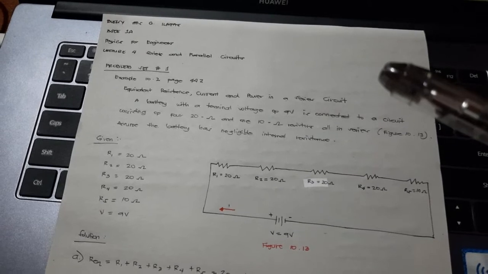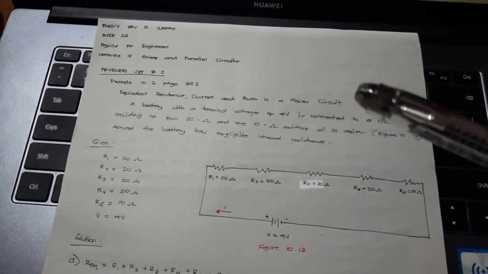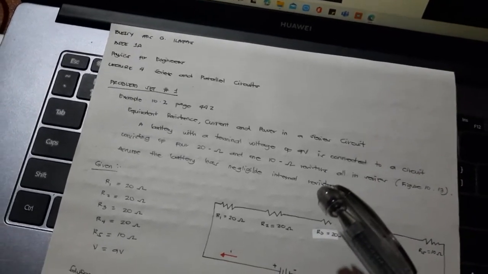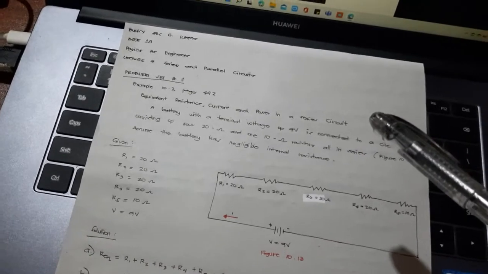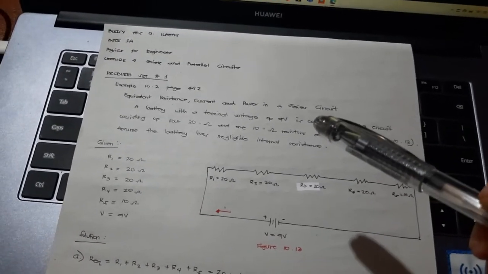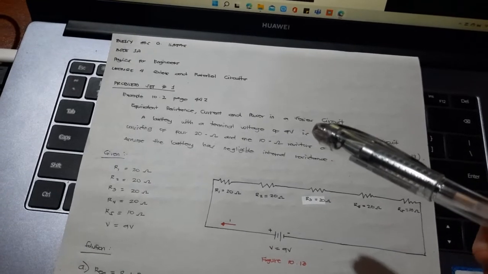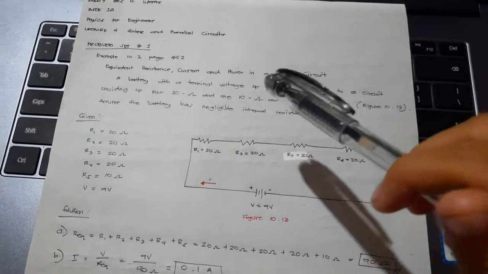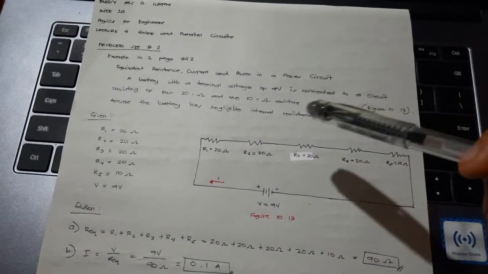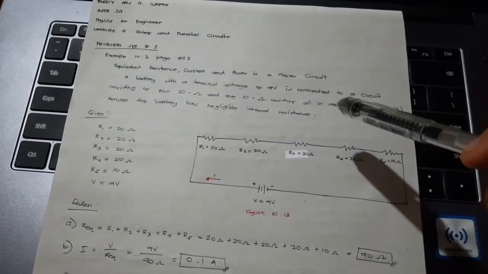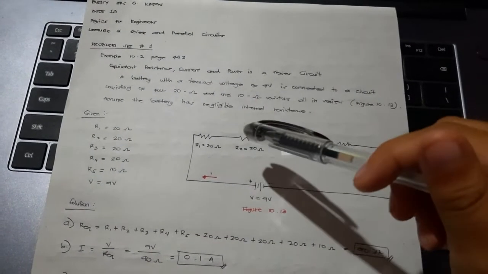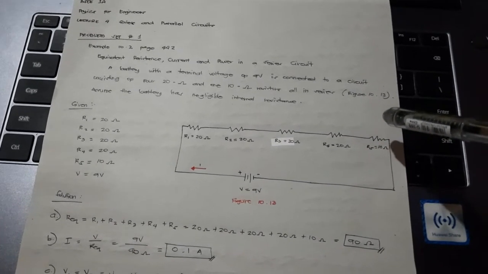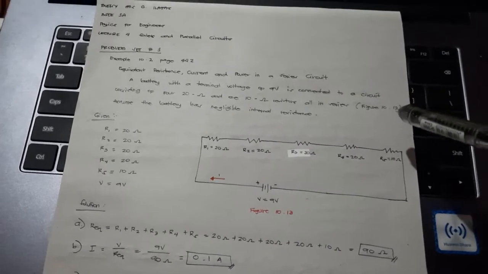So we are now on lecture 4 and the topic is series and parallel circuits. So problem set number 1, example 10.2 on page 442. Equivalent resistance, current, and power in a series circuit. A battery with a terminal voltage of 9 volts is connected to a circuit consisting of 4 20 ohms and 1 10 ohms resistors, all in series on figure 10.13 sa book.